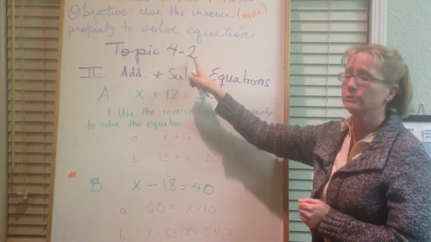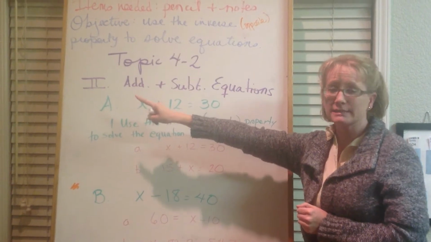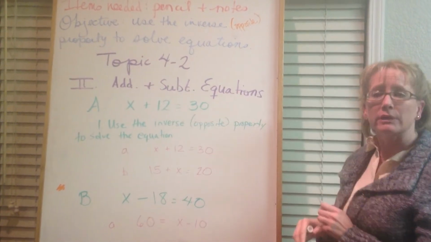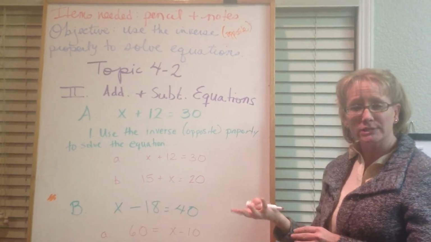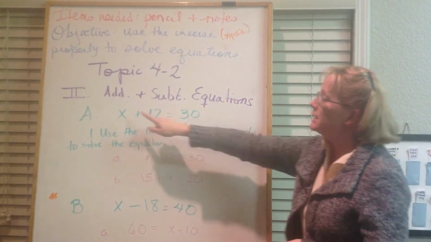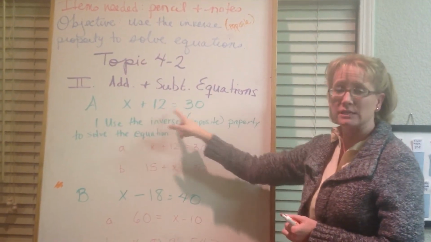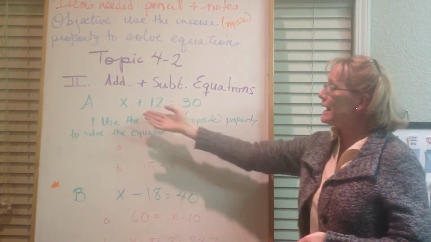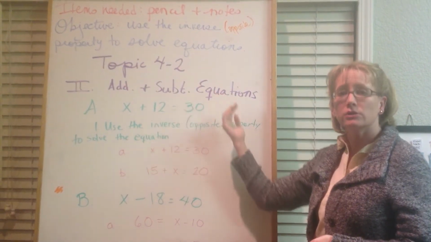So it's topic 4.2. You put Roman numeral number 2 because it's the second topic. And we're going to be talking about adding and subtracting equations. Remember, equations are math problems with an equal sign, and they usually have a variable. So we have this math problem. X plus 12 is equal to 30. The x means some mysterious number that I add 12 to is equal to 30.